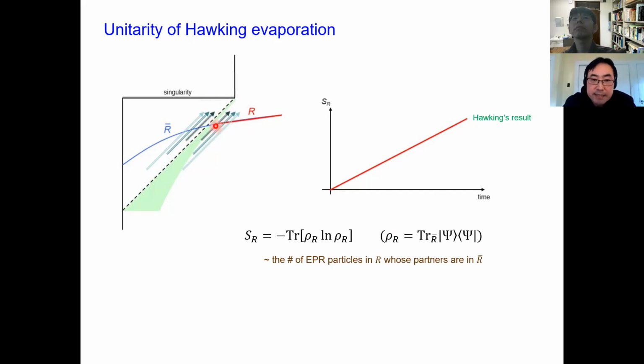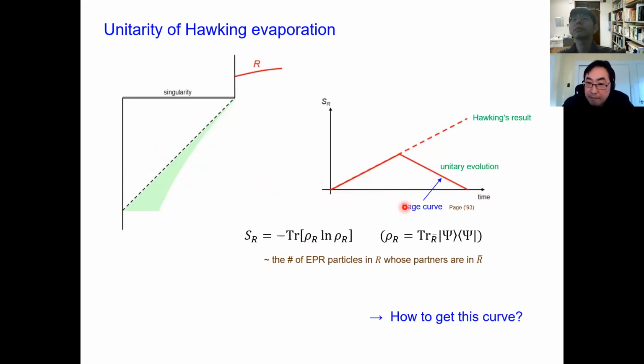Okay? That means that the entanglement entropy of R is defined by the reduced density matrix on R, rho, and taking the trace. Yeah, that's the definition. And rho is just obtained by tracing out R bar in the global state. Okay? And that's essentially the number of EPR pairs R has. But the EPR partners are in R bar, the complement. So the number of those EPR pairs is essentially captured by this, and that keeps increasing, because it's pair producing, pair producing, pair producing. So as time goes on, this S_R, the entanglement entropy of R, should keep going up.